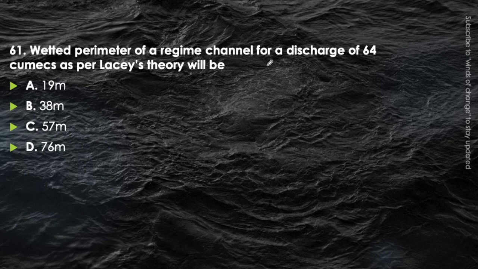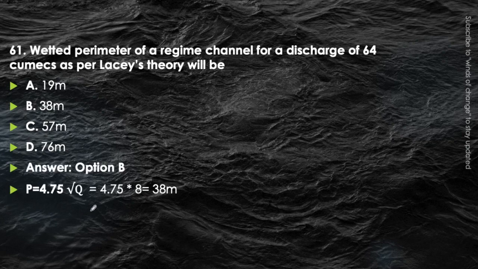theory will be. We have to find out the wetted perimeter here. 19 meter, 38 meter, 57 meter or 76 meter. Can you recall the formula for wetted perimeter in terms of discharge? It will be 4.75 under root Q, which is the formula for wetted perimeter, where Q is the discharge. So under root Q, that is under root of 64, will become 8, and 8 into 4.75. So the answer will be 38 meter. That is option B will be the correct answer. Memorizing this formula is very important.